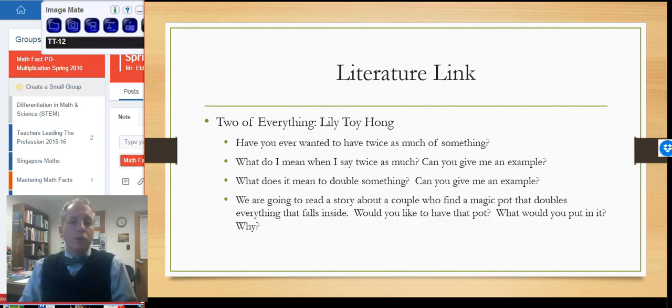So we're going to read a story now about a couple who finds this magic pot, and the pot doubles everything that falls inside of it. So is this something you would like to have in your house? Would you like to have this kind of hidden in the backyard? Could you have this to be able to use? So what would you put in it if you had this pot? Again, if we're working with kids, we might be charting some of those things out because we're certainly going to use some of those experiences in follow-up.